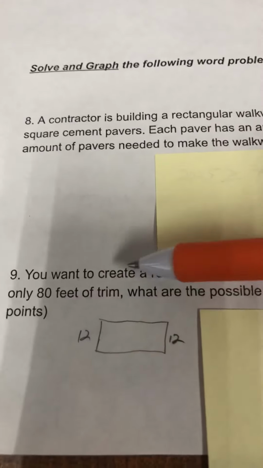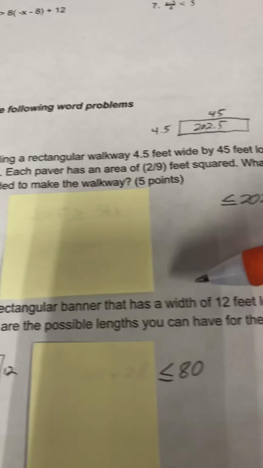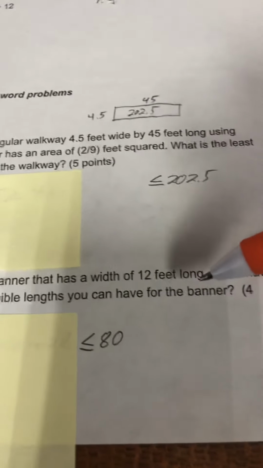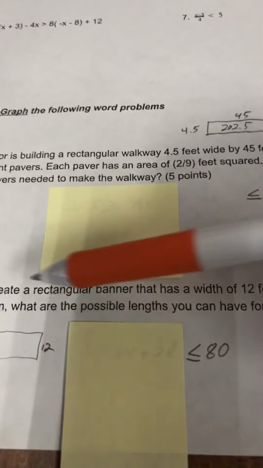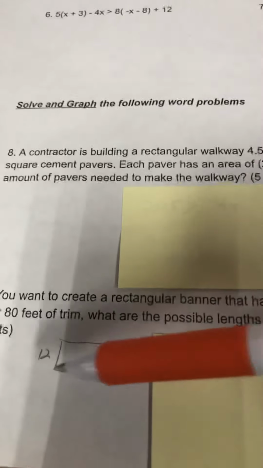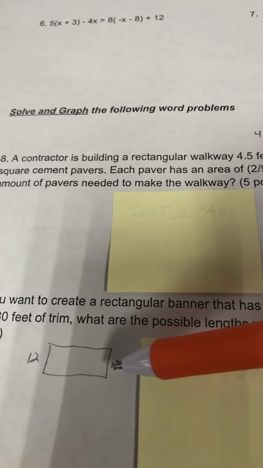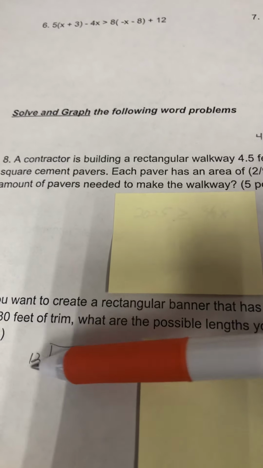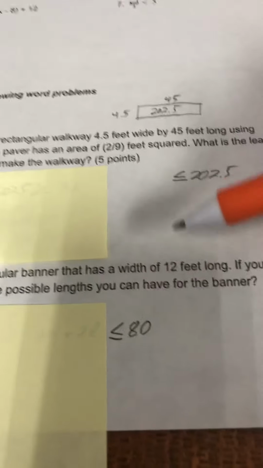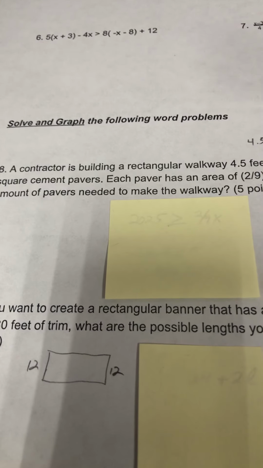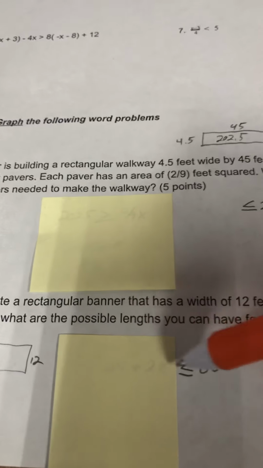Moving on to number 9, you want to create a rectangular banner that has a width of 12 feet. If you have only 80 feet of trim, what are the possible lengths that you could have for the banner? I'm assuming the trim is going to go around the banner, so we're going to have to do perimeter. So it's going to be 12 plus 12, or 12 times 2, and this length times 2. So you're going to have 12 times 2 plus the length times 2, L times 2.